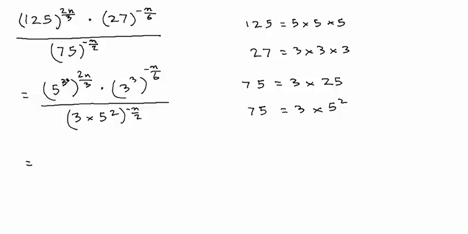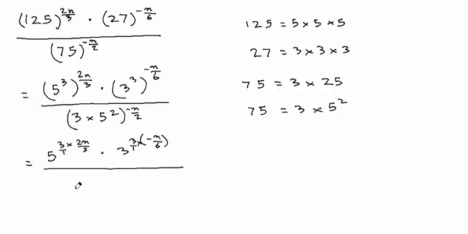which is equal to 5 raised to the third raised to the 2n over 3. That means we need to multiply the exponents. 5 raised to the 3 times 2n over 3. You can rewrite this 3 as 3 over 1. So it's just about multiplying the two fractions in the exponent, times 3 raised to the 3 times negative n over 6. Again, you can rewrite this as 3 over 1 times negative n over 6. All of that divided by 3 raised to the negative n over 2 times 5 raised to the second, or 2 over 1 times negative n over 2.